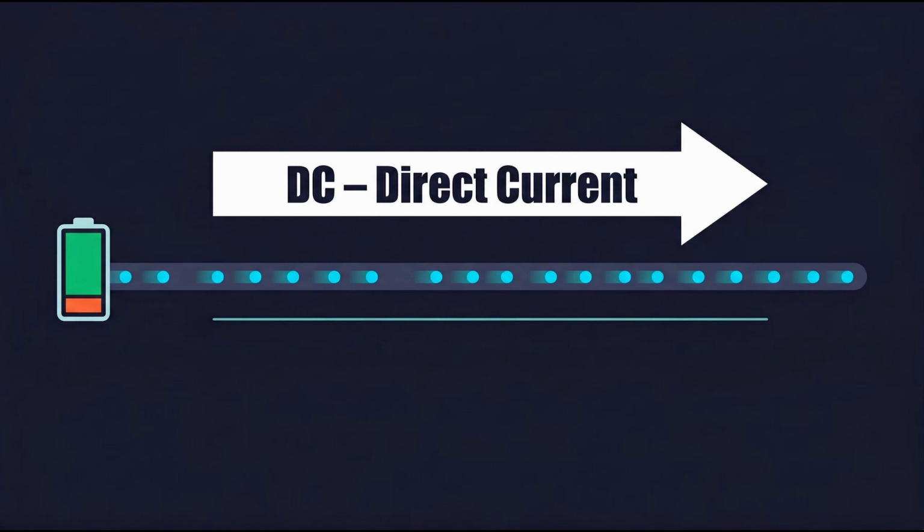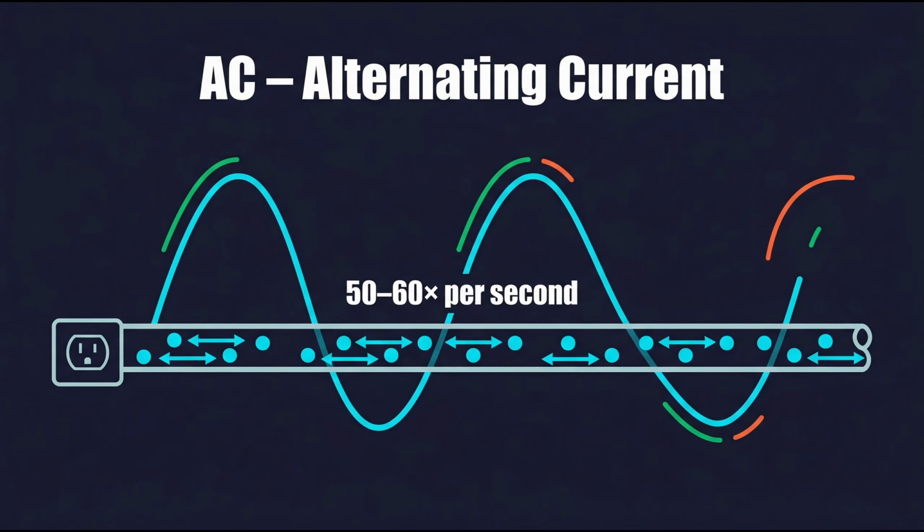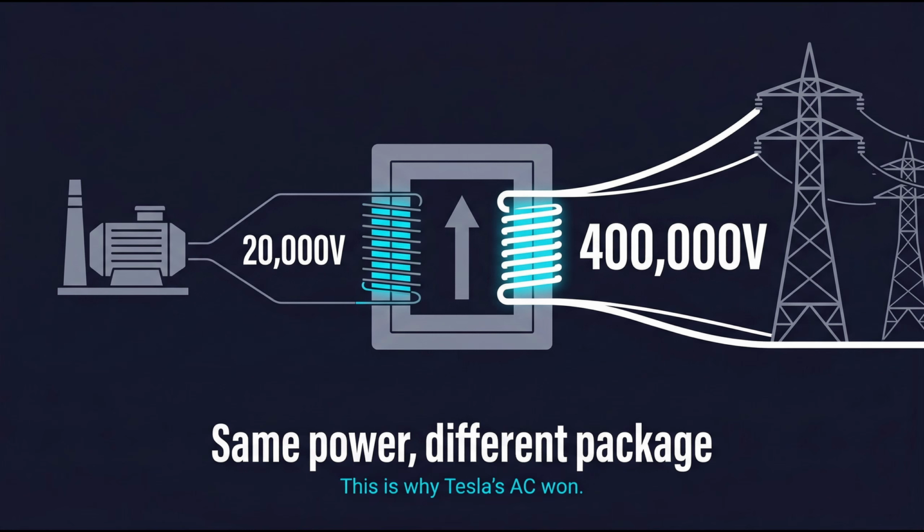So far, we've talked about electrons flowing in one direction. That's called direct current, DC. It's what batteries produce, and it's simple. But the electricity in your wall outlet is different. Those electrons don't flow in one direction. They vibrate back and forth, 50 to 60 times per second. That's alternating current, AC.